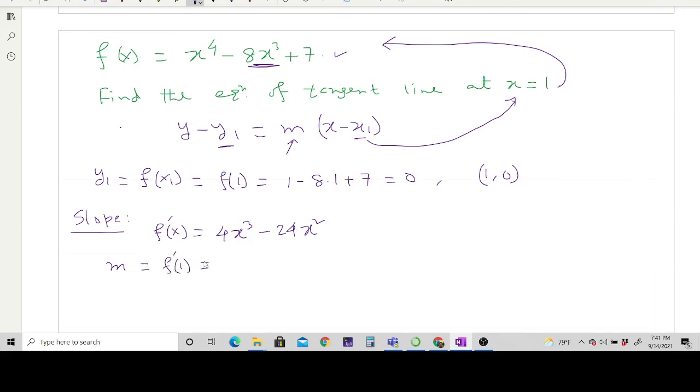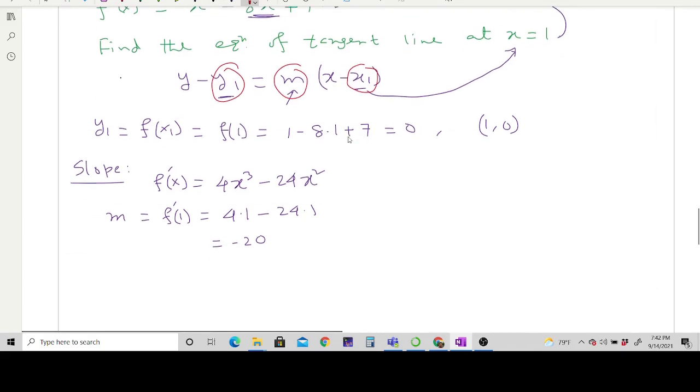So m equals f prime of 1. So 4 times 1 minus 24 times 1, because 1 cubed is equal to 1, and 1 squared is also 1, which equals negative 20. So we have everything now. We have y1, we have m, and x1 is given. Now if we plug everything back into this equation, we get the equation of the tangent line.